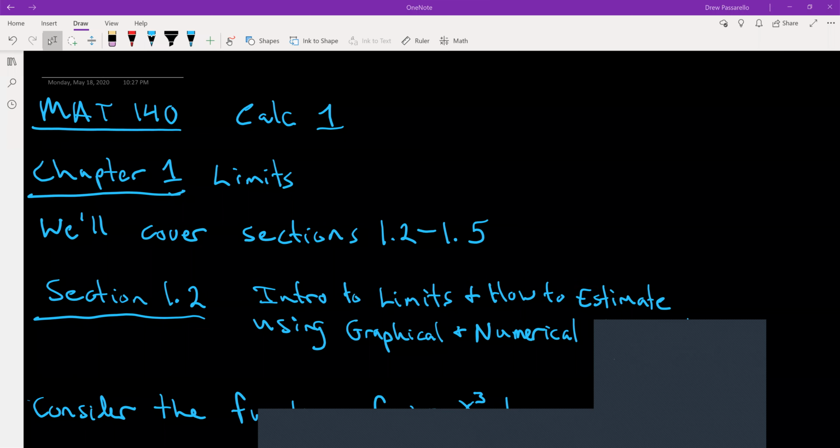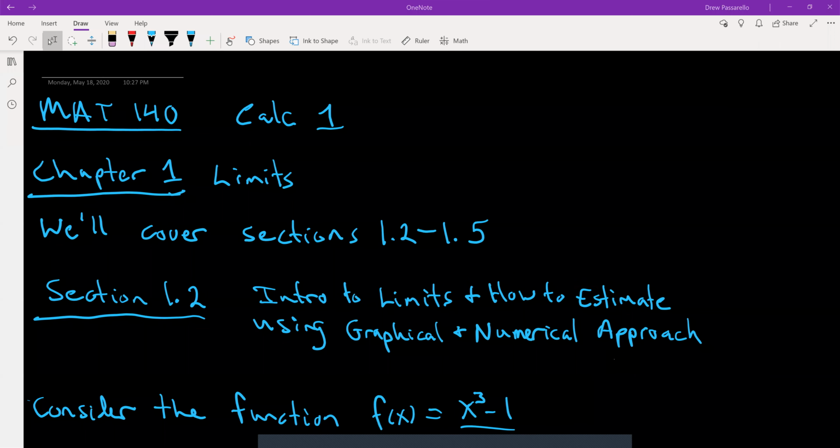All right, so now we are done with the algebra and trig review, and we can finally start the content for this course. So chapter 1 deals with limits. We're going to be covering sections 1.2 through 1.5 in the textbook.